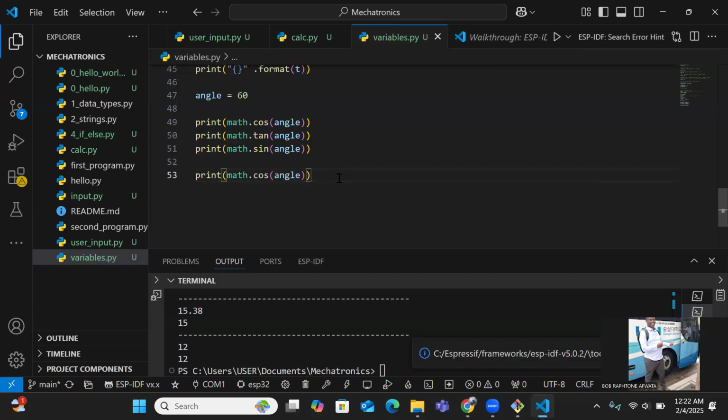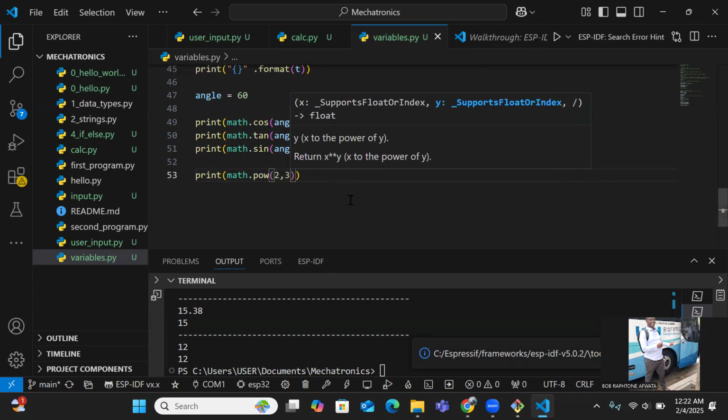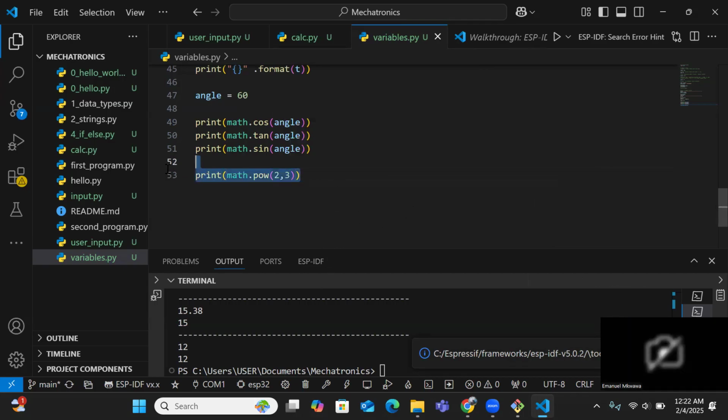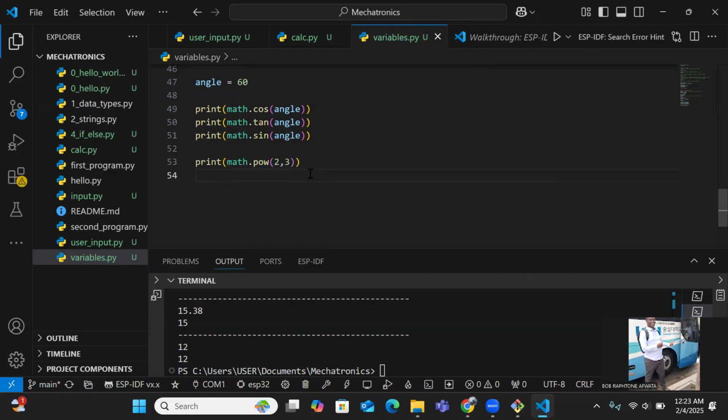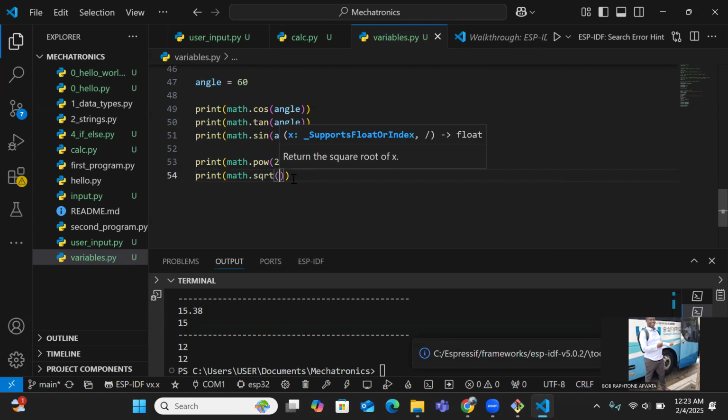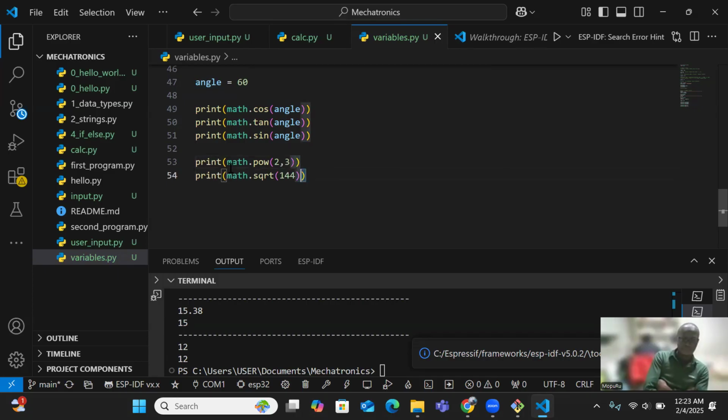You can also print, if you want to get the power, math.pow. If you do 2, 3, what is 2 raised to power 3? 8. And then you can also print square root, math.sqrt. What is the square root of 144? 12. Yes.